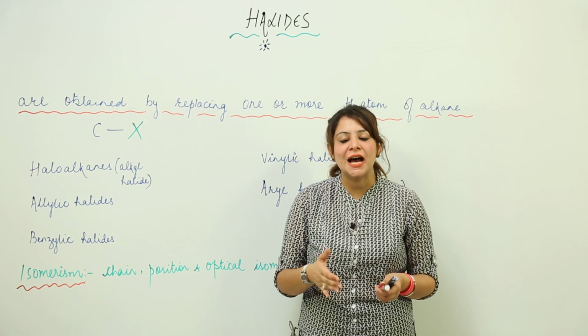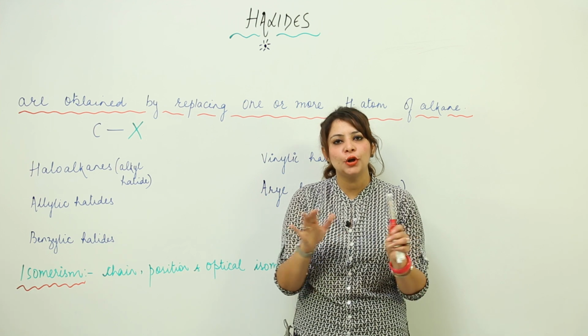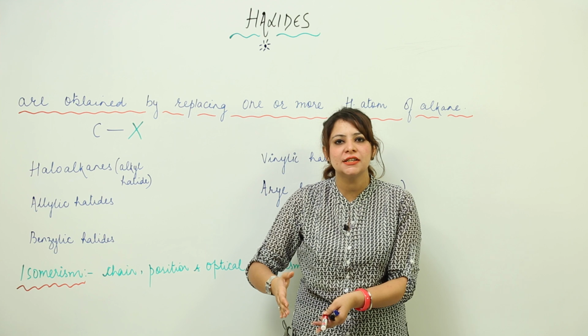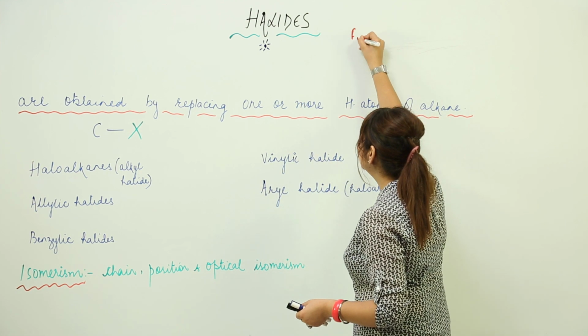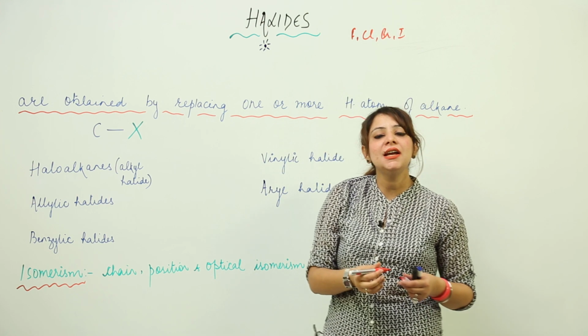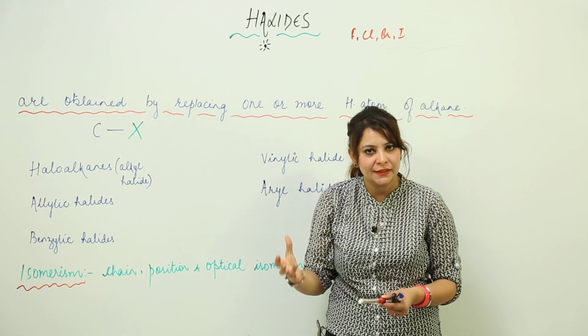Now we are going to start with the new topic, that is halides. As you all are aware of the periodic table, you know that group 17 comprises the halogens, that is the salt producers: fluorine, chlorine, bromine and iodine. When they react with some compound, they form their respective halides.